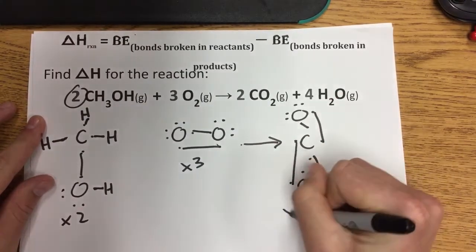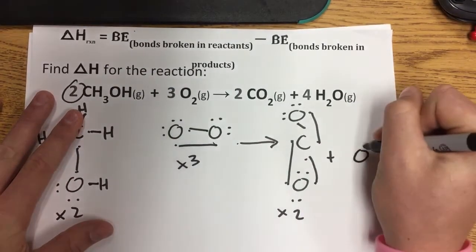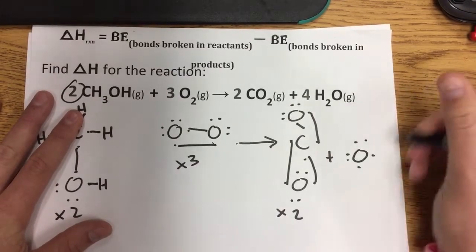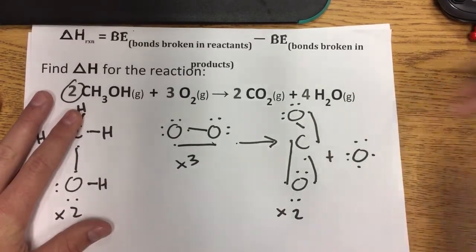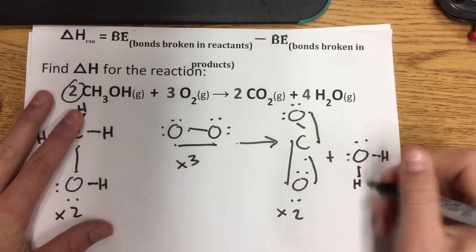You do that times 2, plus H2O, where O has 6 electrons again, and then H has only 1. You times that by 4.